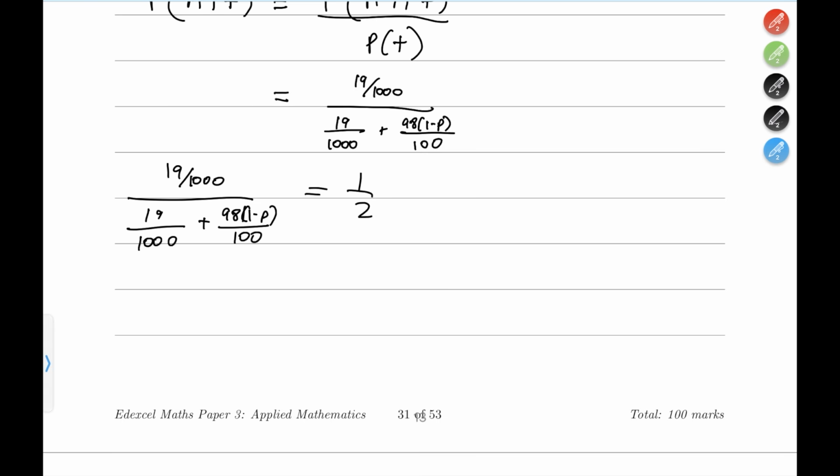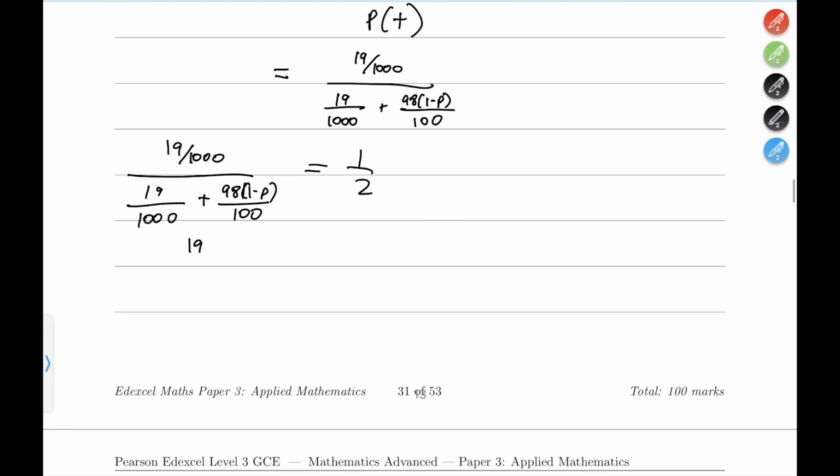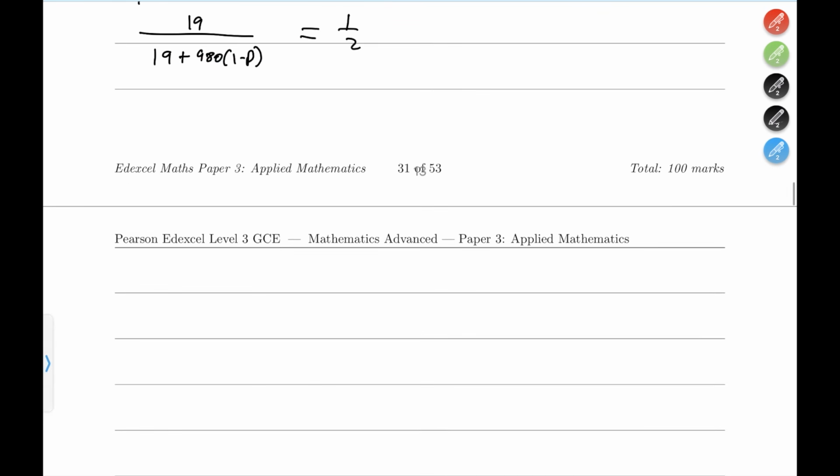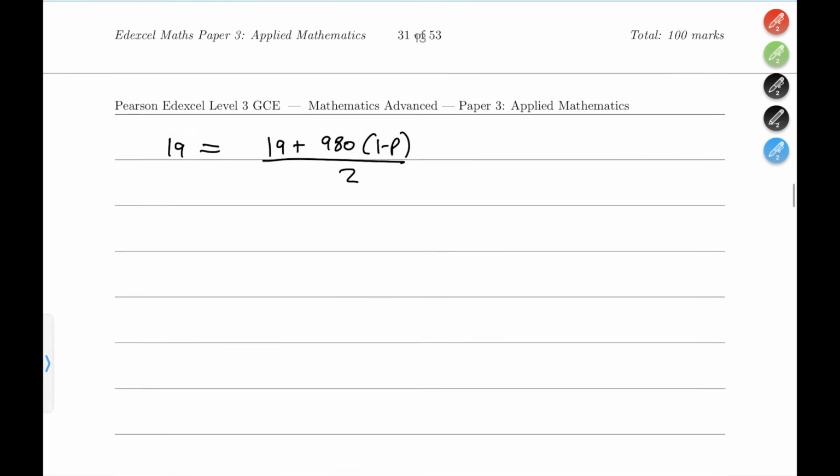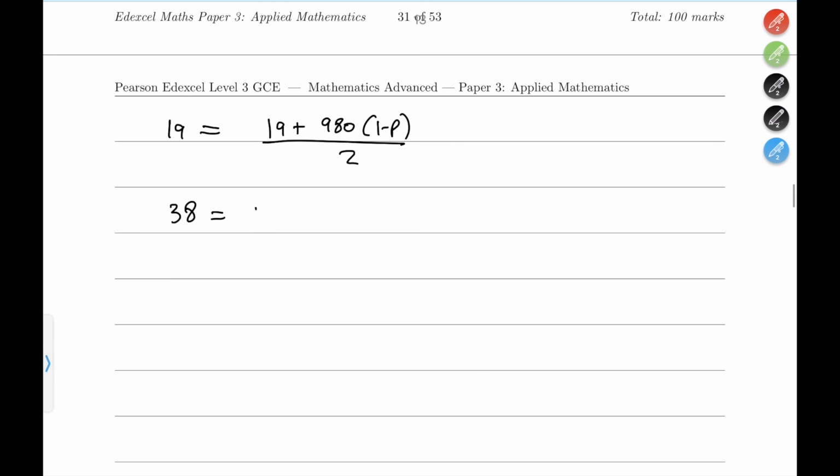So on the left-hand side, I'm going to multiply the top and the bottom by 1,000. So I get 19 over 19 plus 980(1 minus P) is equal to a half. Now let me multiply by the denominator. So I'll get 19 is equal to (19 plus 980(1 minus P)) over 2. So 38 is equal to 19 plus 980 minus 980p.